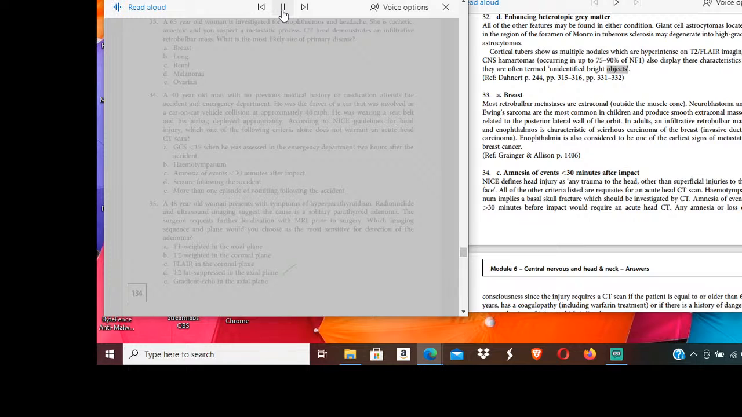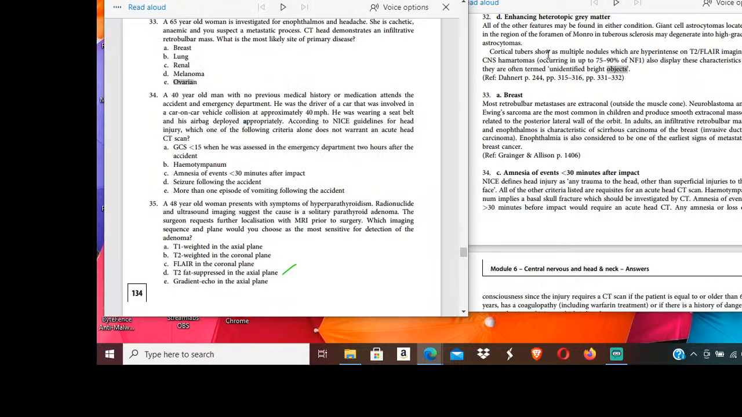33. A 65-year-old woman is investigated for enophthalmos and headache. She is cachectic and anemic, and you suspect a metastatic process. CT head demonstrates an infiltrative retrobulbar mass. What is the most likely site of primary disease? A. Breast. B. Lung. C. Renal. D. Melanoma. E. Ovarian.